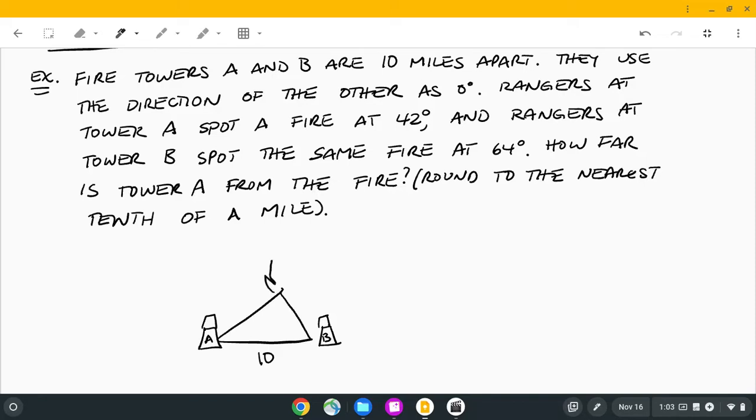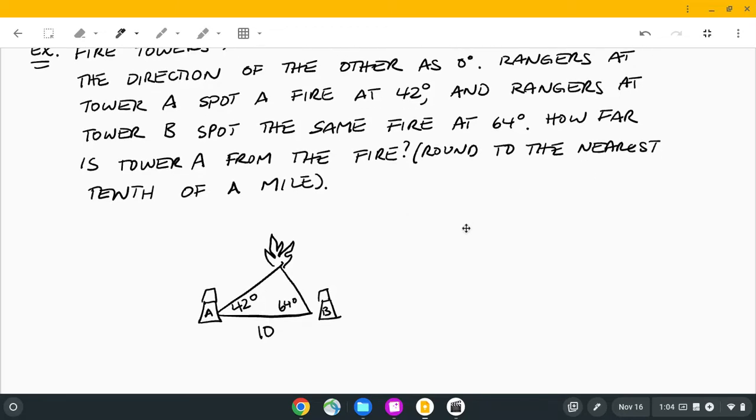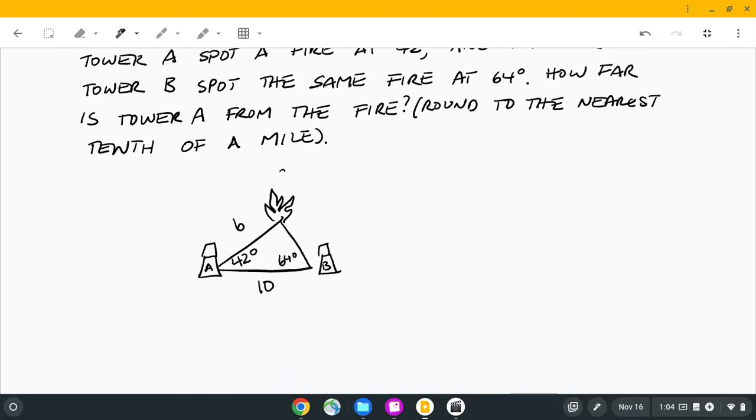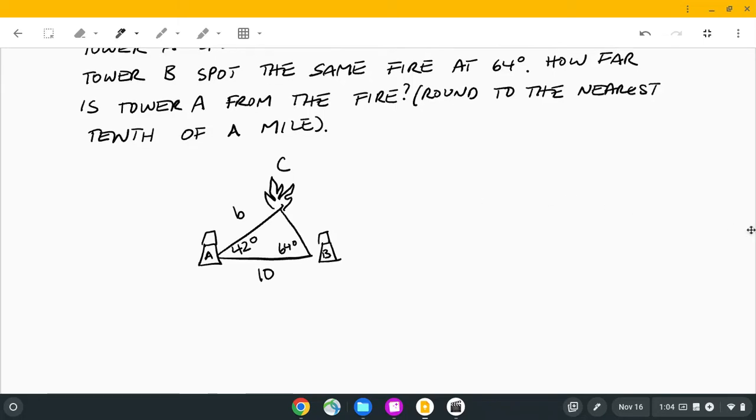Here's your fire. So Tower A spots the fire at 42 degrees, and rangers at Tower B spot the same fire at 64 degrees. How far is Tower A from the fire? So that's just little b. So A, B, fire at C. We need to find b.